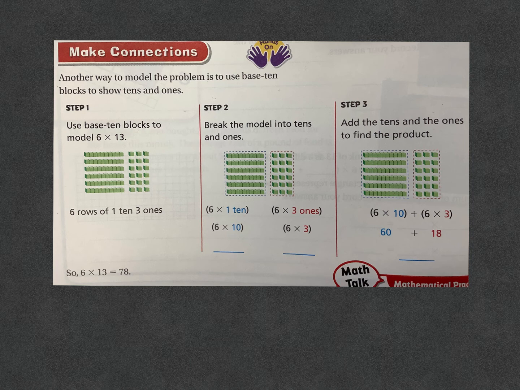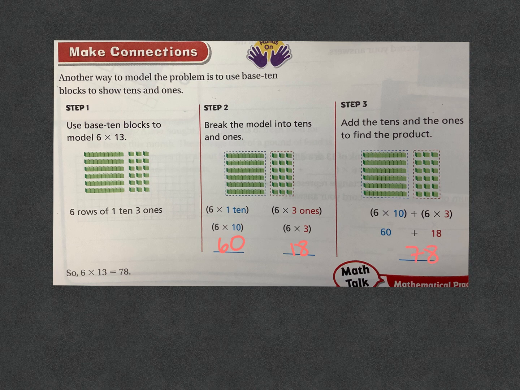Once we have it like that, we can break the models into tens and ones. 10, 20, 30, 40, 50, 60. 6 times 10 is 60. And then we have 3, 6, 9, 12, 15, 18. 6 times 3 is 18. We add the tens and the ones to find the product, 60 plus 18, and that is going to give us 78.